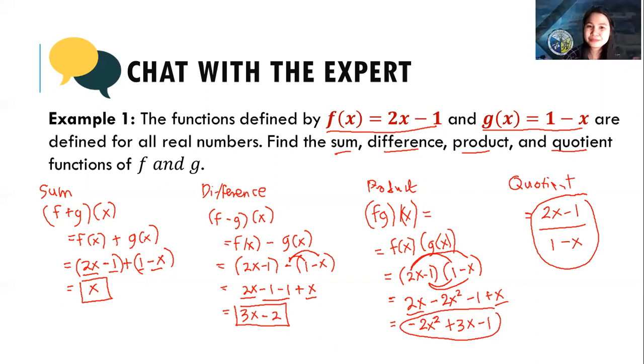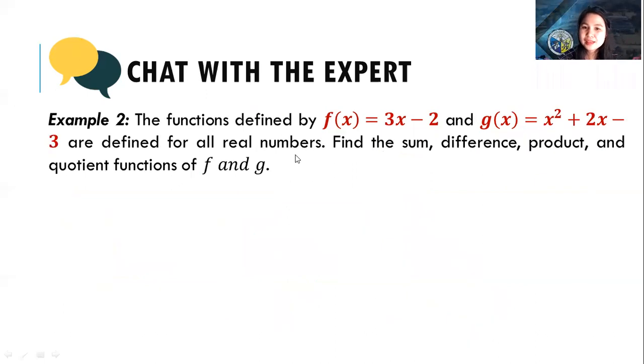Okay, another example. Here. The first is 3x minus 2. And the second one is x squared plus 2x minus 3. Let's start with the sum function. Remember the sum function, we simply add them. So we have 3x minus 2. Actually, you can align them first. That's for f of x. And for g of x, we have x squared plus 2x minus 3.